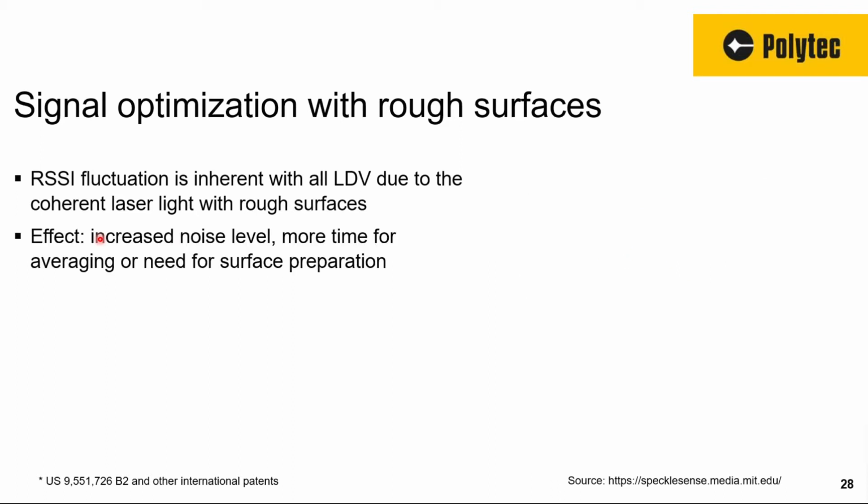The effect is we get an increased noise level, so we need more time for averaging, or we need surface preparation. So the higher the reflectivity, the lower the effect. As a mitigation, there are tracking filters implemented, also so-called speckle tracking. It's a slight movement of the laser beam during the measurement.